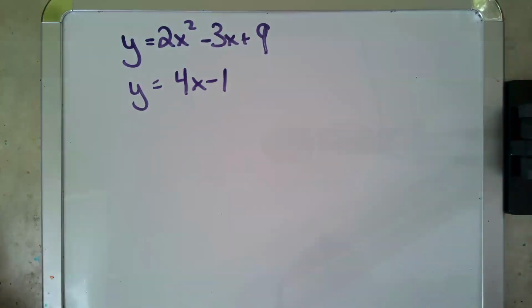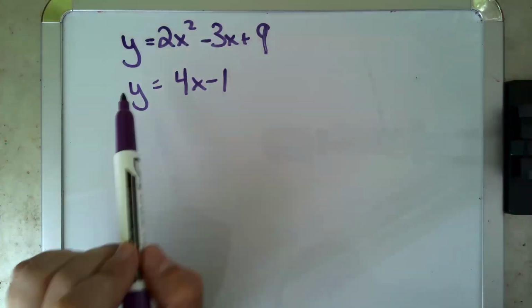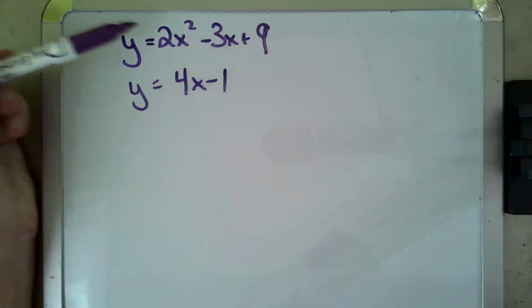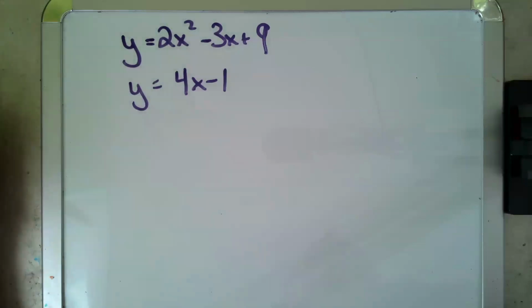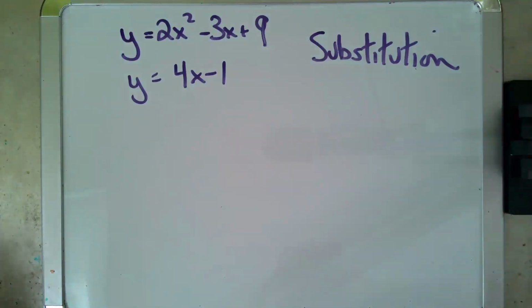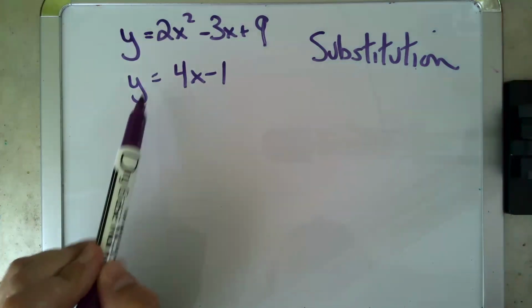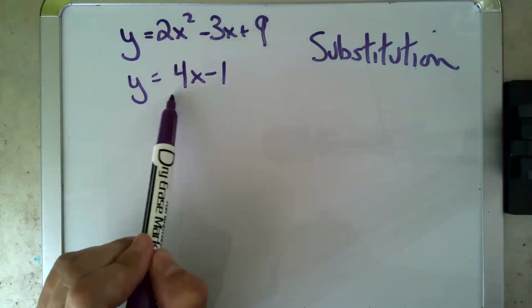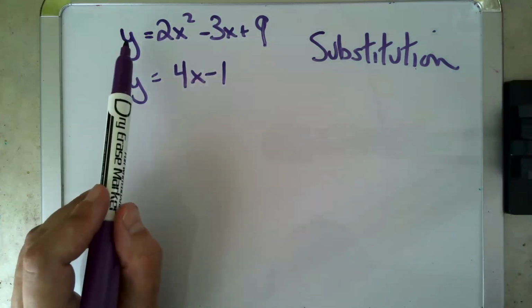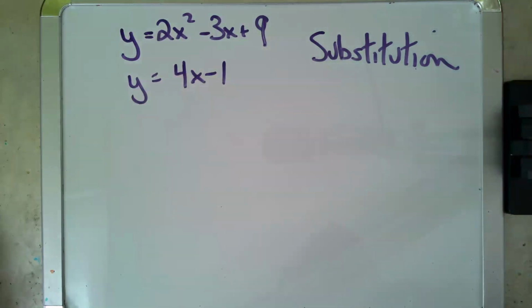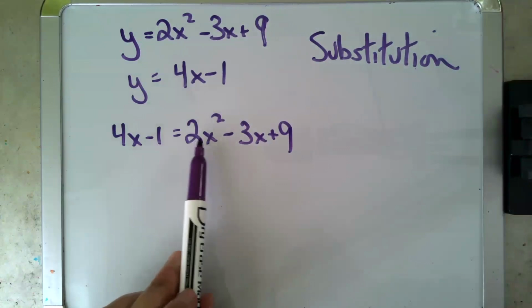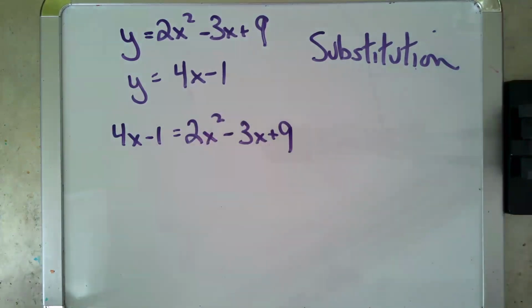Okay, let's take a look at a different setup of a parabola and a line. This time, they're set up so that each of them equal y. My method here will be substitution, because if this equals y and this equals y, I can substitute 4x minus 1 in for this y and set the two of them equal to each other. So there's my first step. 4x minus 1 equals 2x squared minus 3x plus 9. I'm going to pull everything to one side of the equation.